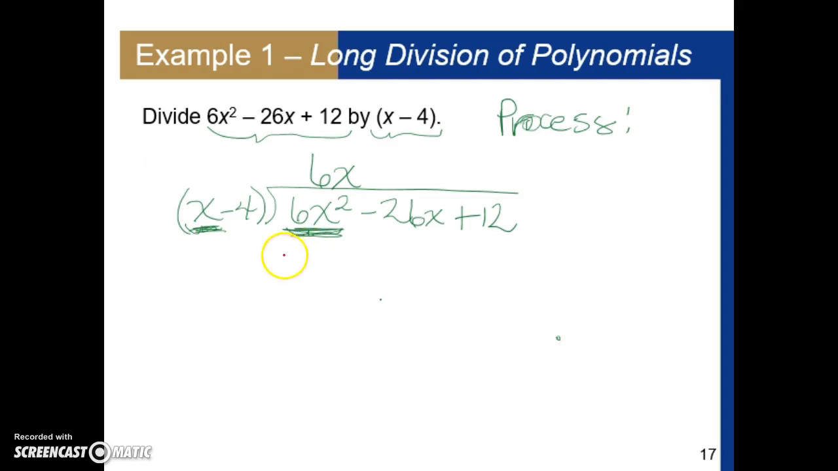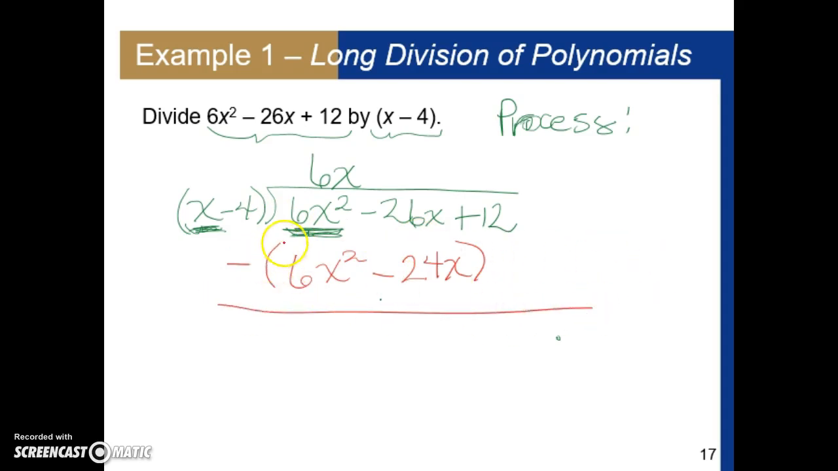So here's what we're going to do next. We're going to put an open parentheses, and we're going to take this term and multiply it by every term out here. The first term is 6x squared. Then I copy down my minus sign, and it's then 6x times 4, so minus 24x. I put parentheses around it because I don't want to forget to distribute that negative through how many ever terms I might have here. So the parentheses are important. Don't forget that step of the process.